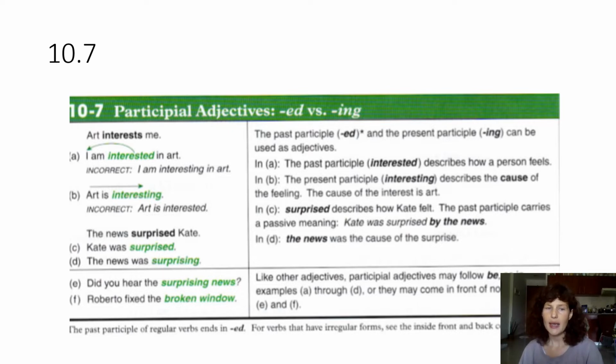So A, B, C, and D all have the verb be in them, but E and F, we use them like traditional adjectives. Did you hear the surprising news? We put the adjective before the noun. Roberto fixed the broken window. Broken, you could say the window is broken, or you could put it before the noun, it's a broken window.